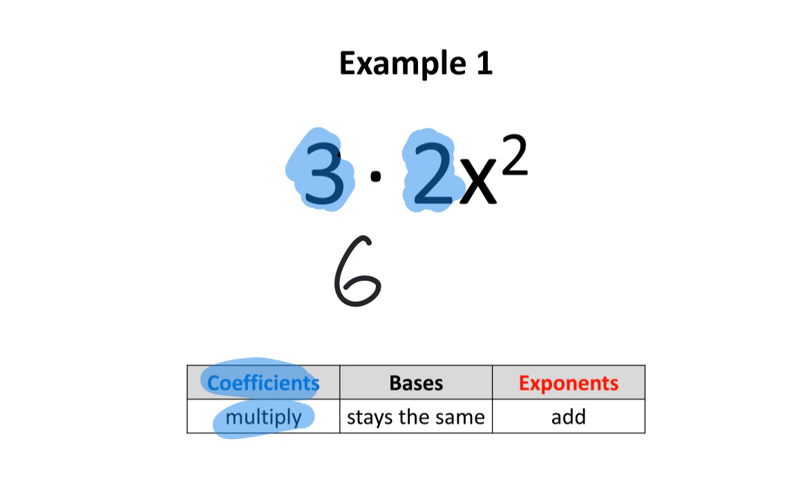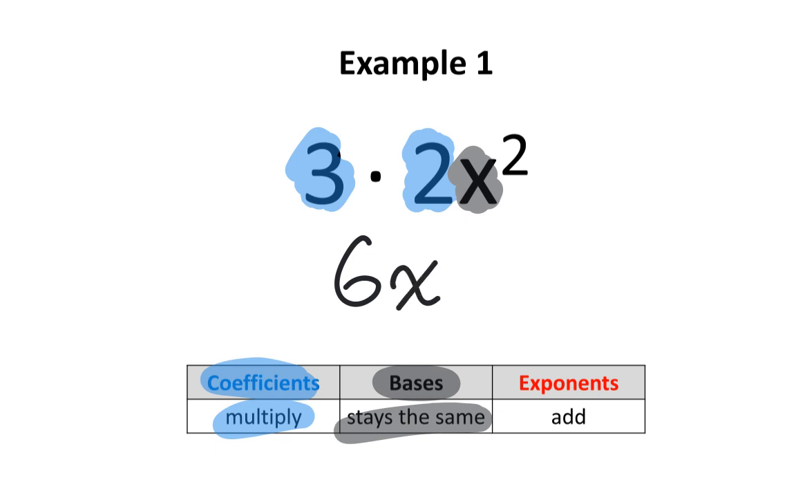Next, we want to take a look at bases. The first term doesn't really have a base. The second term has a base, that is the variable of x. Bases stay the same. Therefore, this variable of x stays the same.